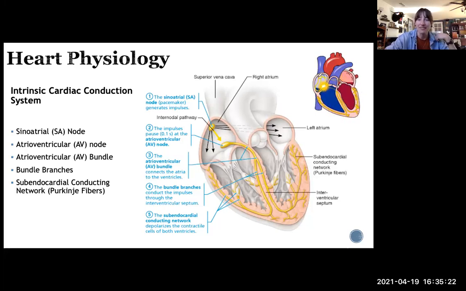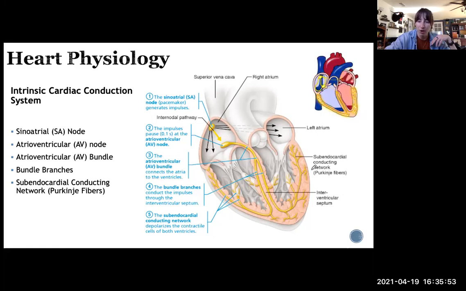So you have your little SA node here, your AV node down here. The SA node gets a signal and contracts the atria. Meanwhile, it sends that signal down to the AV node, right? You'll notice a little tiny pause between this SA node lighting up and the AV node lighting up. That's while the atria are completely empty. And then that AV node lights up and sends its signal all the way down into the apex of the heart.